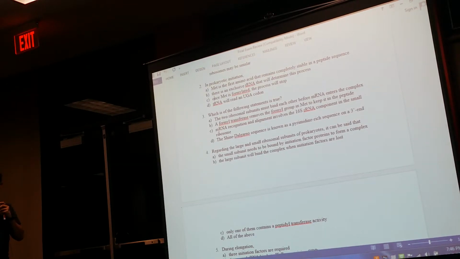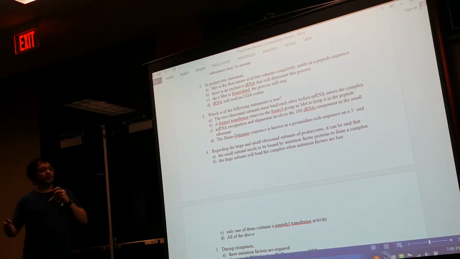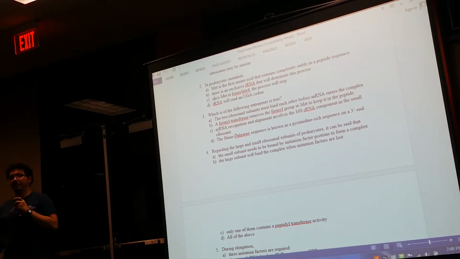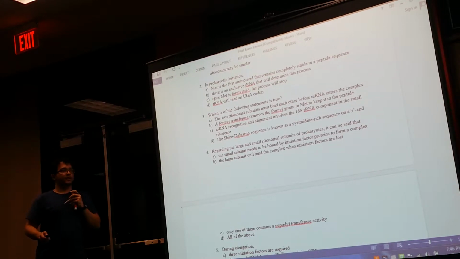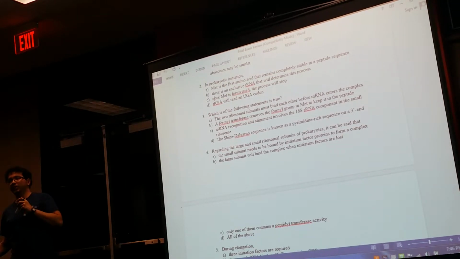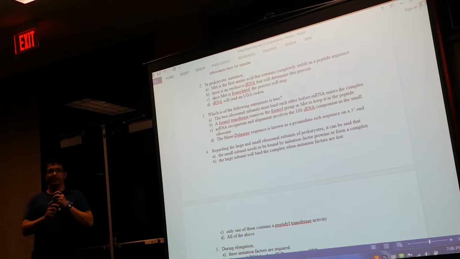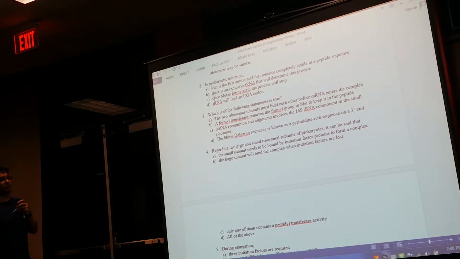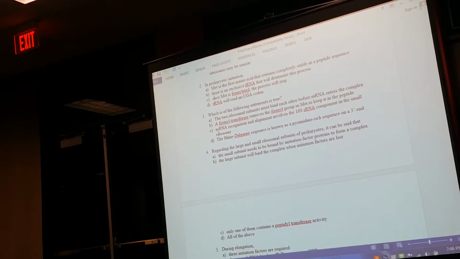The Shine-Dalgarno sequence is known as a pyrimidine-rich sequence at the 3' end. So this is a little bit strange, and there are two lines in your notes where they mention this. The Shine-Dalgarno sequence is purine-rich at the 3' end, bonding to a ribosomal sequence that is pyrimidine-rich at the 5' end. That is detailed in your notes. Make sure you memorize those two lines as well. Let's see.